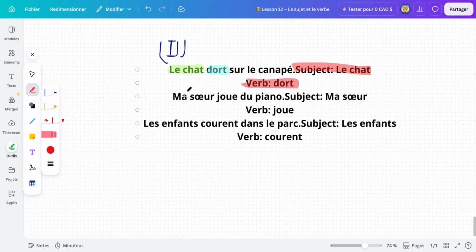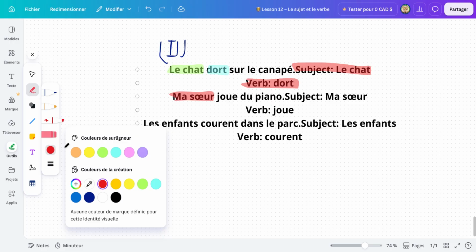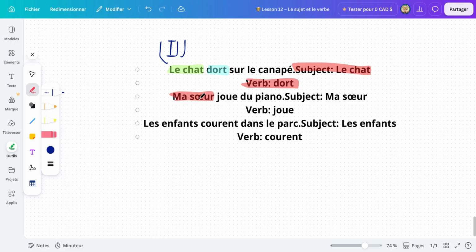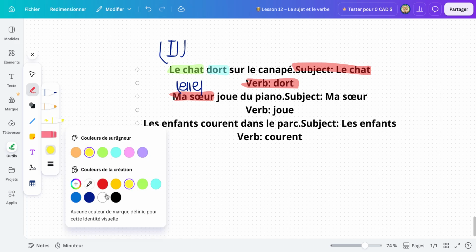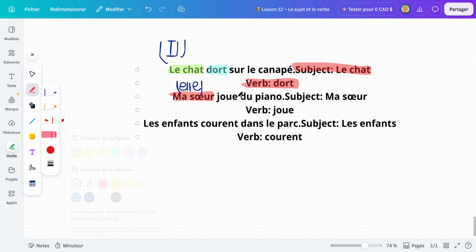Here it says ma sœur joue du piano. Ma sœur is le sujet. It's literally the sujet elle, because it's a girl. I'm gonna say she or her. So now we need to find the verb. The verb here is, let me use red, joue, because what's the action? What is she doing? She's playing the piano.